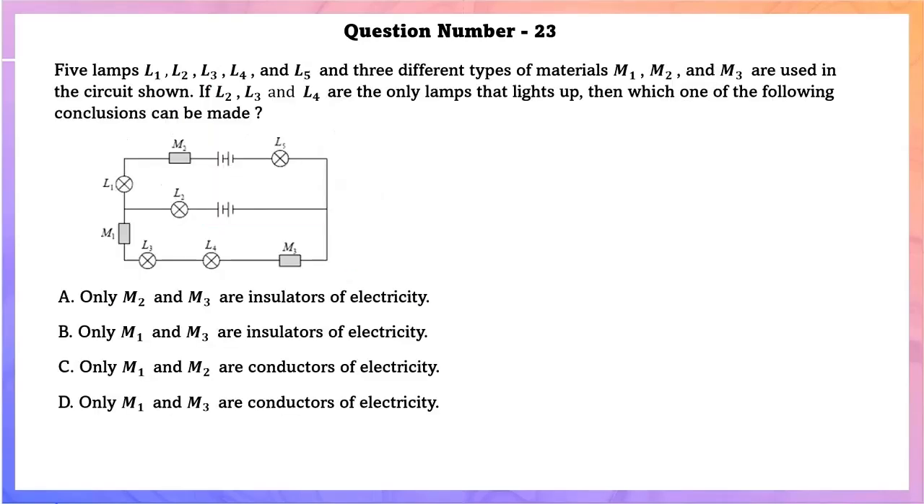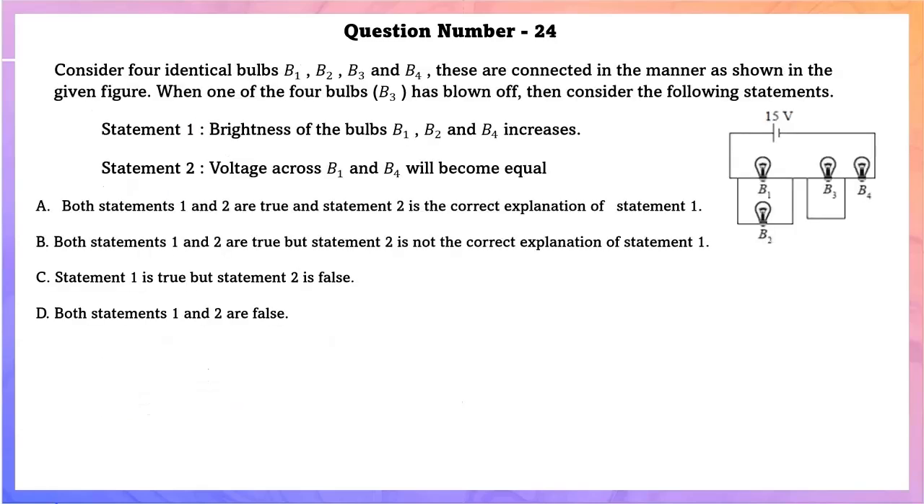Question number 23. 5 lamps L1, L2, L3, L4 and L5 and 3 different types of materials M1, M2 and M3 are used in the circuit shown. If L2, L3 and L4 are the only lamps that light up, then which of the following conclusions can be made? The conclusion that can be made is option D. Only M1 and M3 are conductors of electricity.